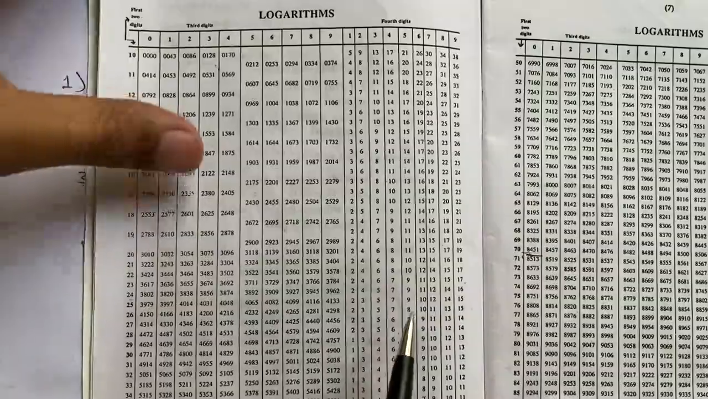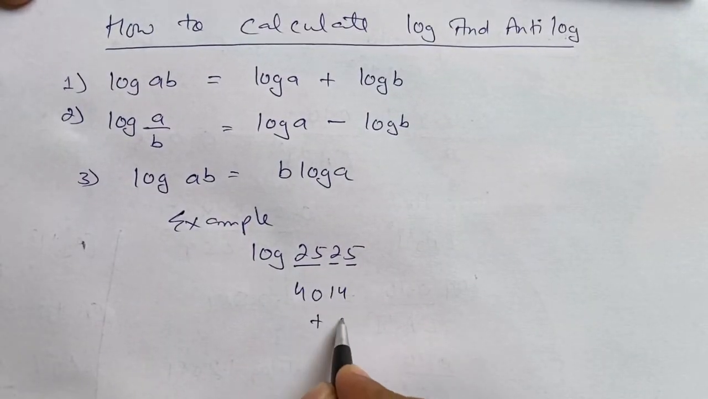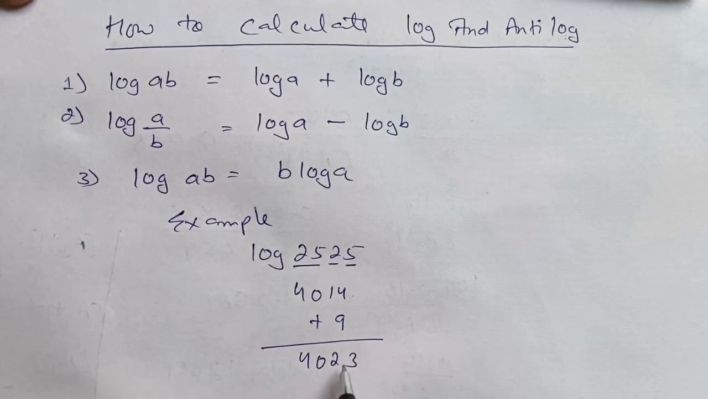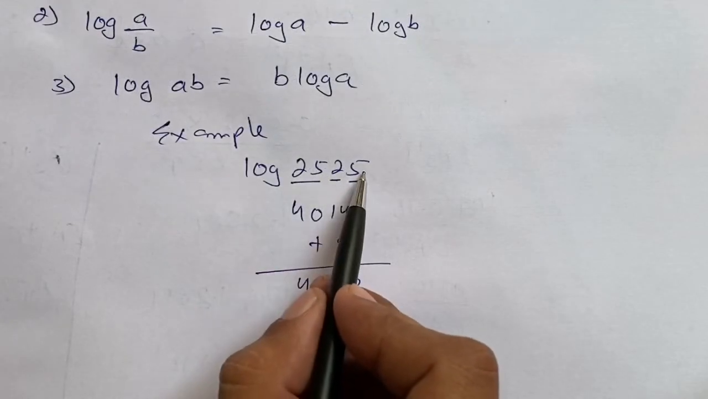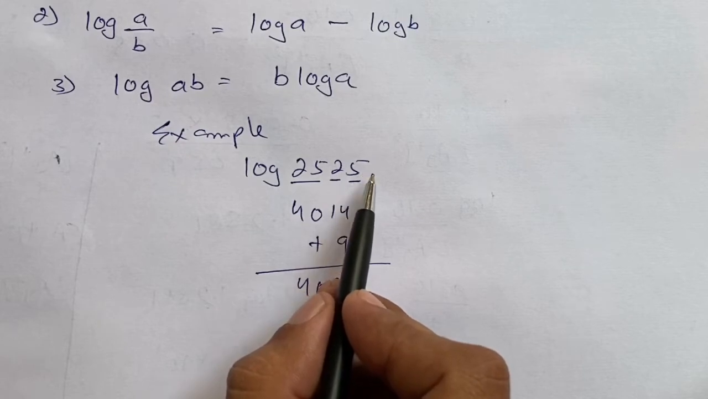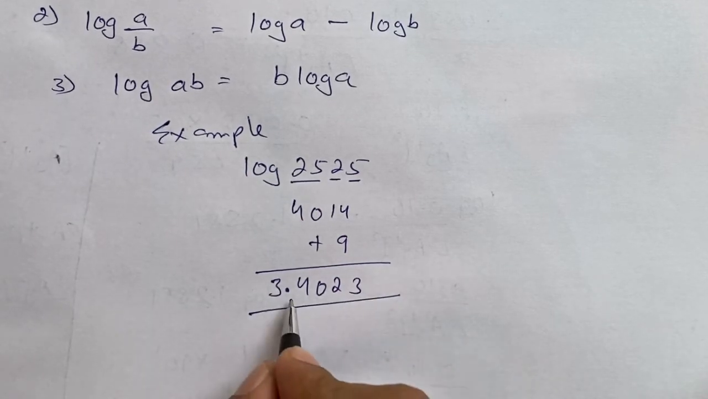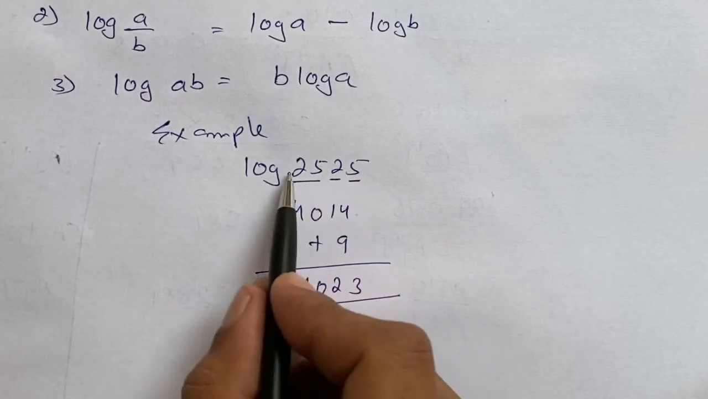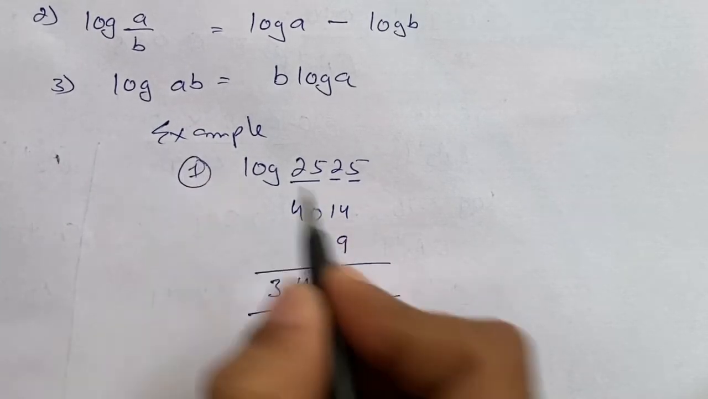So means 4014 plus mean difference of 9, it will be 4023. Now there are 4 digits before point. So the rule is 4 minus 1. It comes out to be 3. So therefore 3.4023. The number of digits before the point minus 1. Let us take another example.